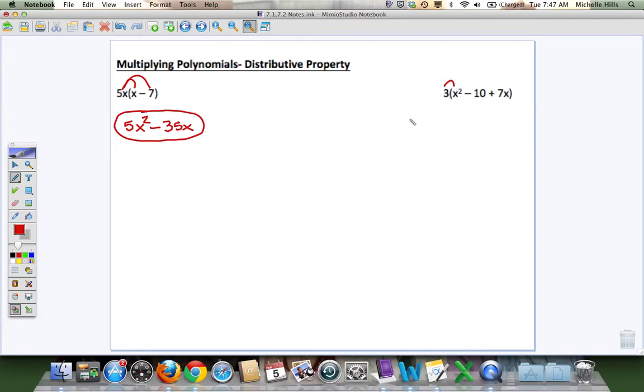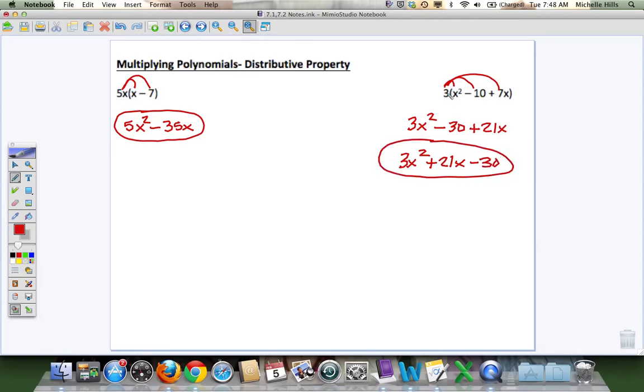3 times x squared is 3x squared. 3 times a negative 10 is going to give me a minus 30 here. And 3 times a positive 7x is a plus 21x. This cannot be my final answer, though. It's not written in standard form. This x term should not be written after the constant. So this should be 3x squared plus 21x minus 30.